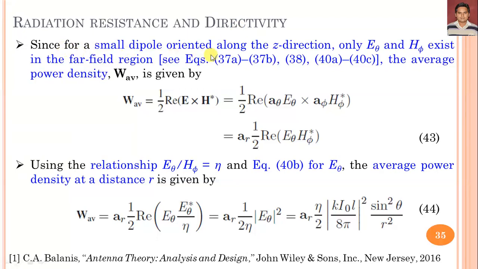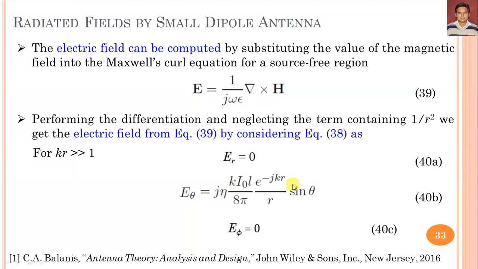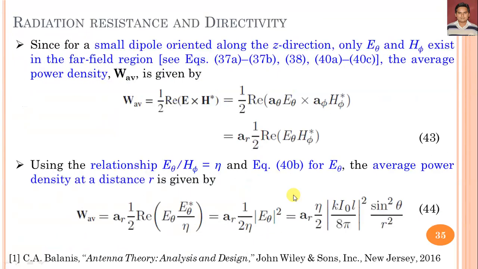Since for a small dipole we have put it along the z direction, only the E_theta and H_phi components exist in the far field region. So by considering the E_theta and H_phi components from these equations, the average power density we have calculated is equal to 1 by 2 real part of E cross H conjugate, which is equal to 1 by 2 real part of this expression. And by putting the relation E_theta upon H_phi is equal to eta, and equation 40b for E_theta, this is the E_theta equation 40b.